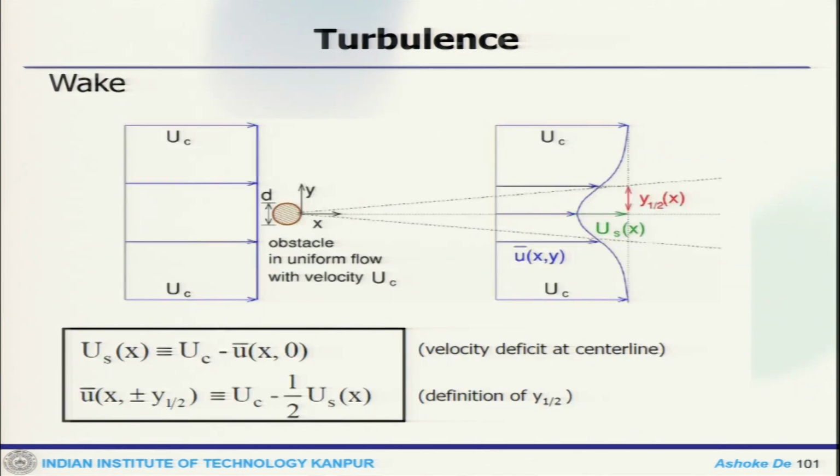Now, we can see what happens. There is a circular cylinder or a circular obstacle here, and behind it in the wake, the flow field takes on this kind of profile. So, this is supposed to be my velocity, but because of this pattern there is a deficit. This is a velocity deficit at the center line in the wake, and this is the half width that we get.